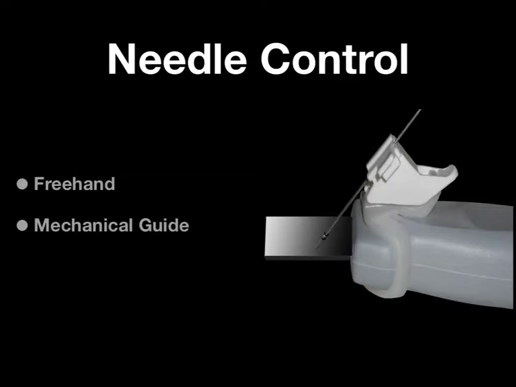With needle control, you've got two choices. You can use a freehand technique, or you can use a mechanical guide like we see here. The nice thing about the mechanical guide is that it stabilizes the needle, but the downside is that it fixes the trajectory of the needle, and this is going to limit your approaches to the vessel. In most bedside vascular access procedures, the freehand technique is going to be used, and that's what I would advocate.